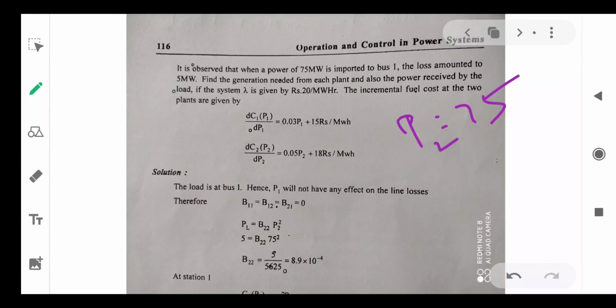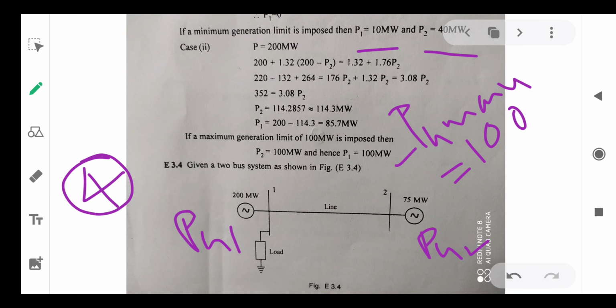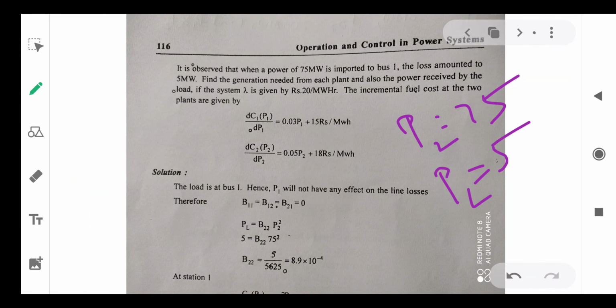Substitute that P2 and PL is 5. PL is equal to 5. By using that, B22 equal to 8.9 into 10 power minus 4 megawatt inverse. And B12 equal to B21 equal to B11, that is equal to 0. Since the load is located at plant 1, and hence B22 is obtained as this, and other B coefficients are 0.